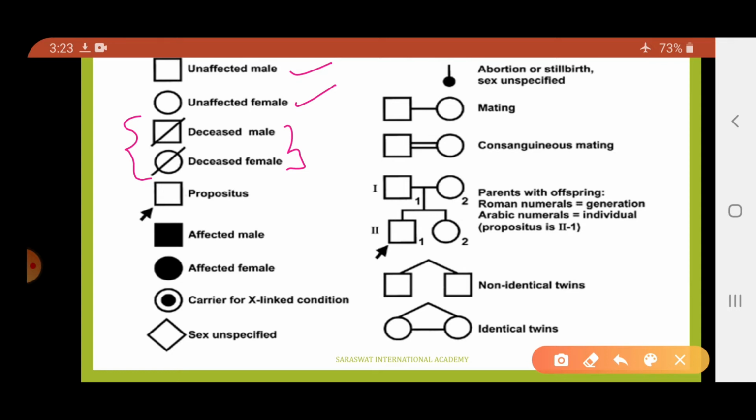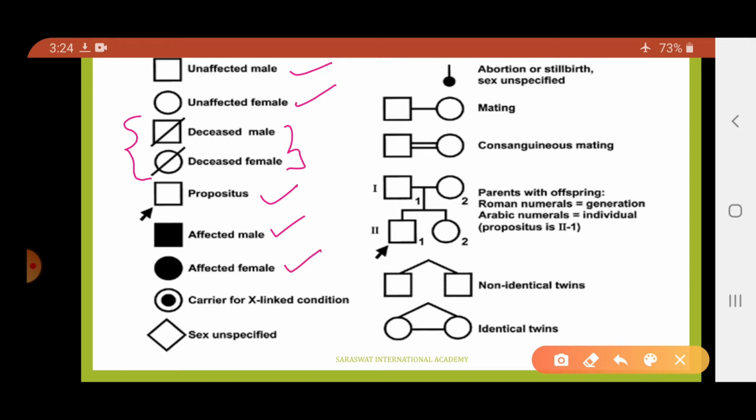Then a square with an arrow on its lower side represents the propositus. I told you what the propositus is. It is the first individual to show that particular trait. The shaded square is an affected male, and the shaded circle is an affected female.